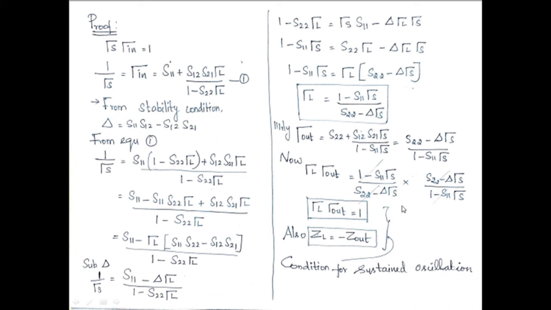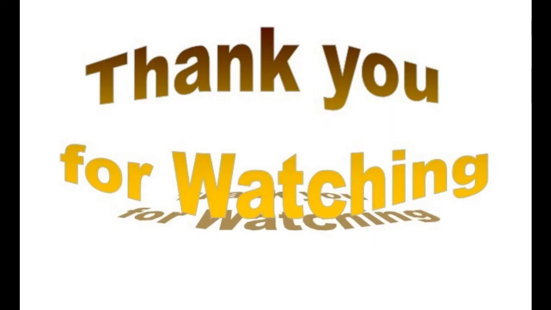So when gamma L and gamma out equal to 1, then ZL equal to minus Zout. Okay, so this is the way, by using either gamma L and gamma out, we can achieve gamma S and gamma in. So both cases are the same way. So this is the way they are designing a microwave oscillator.